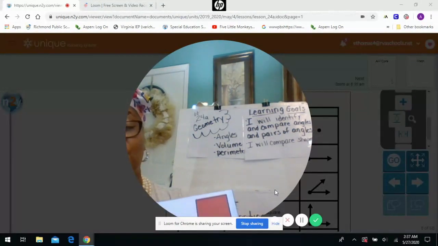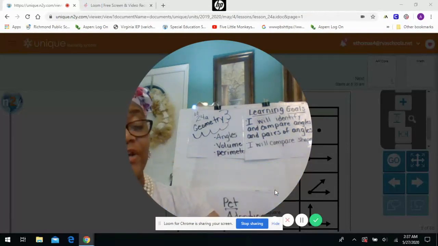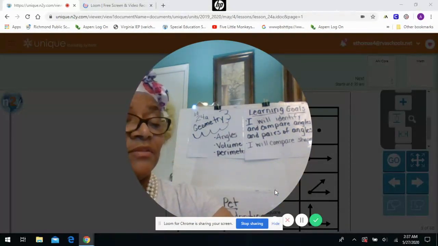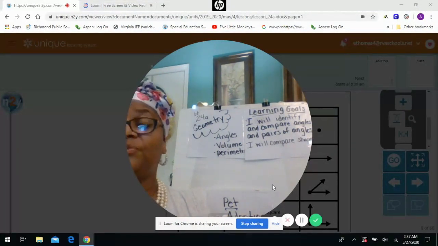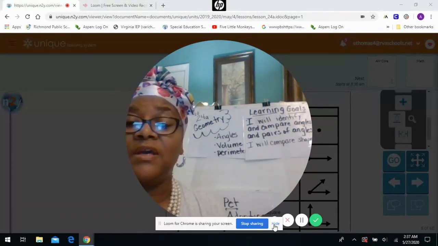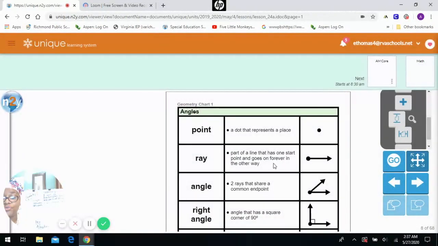And then there's the square. Four equal sides, four corners and edges. All right, so those are the geometry words for this time for part A. We have another set for part B. So what we're going to do, we're going to continue on with our activities. Now, I want you all to put those words in your math journal because you will need it.